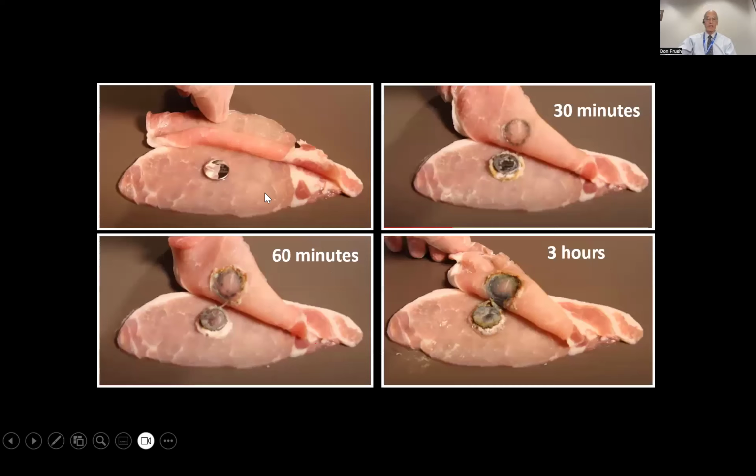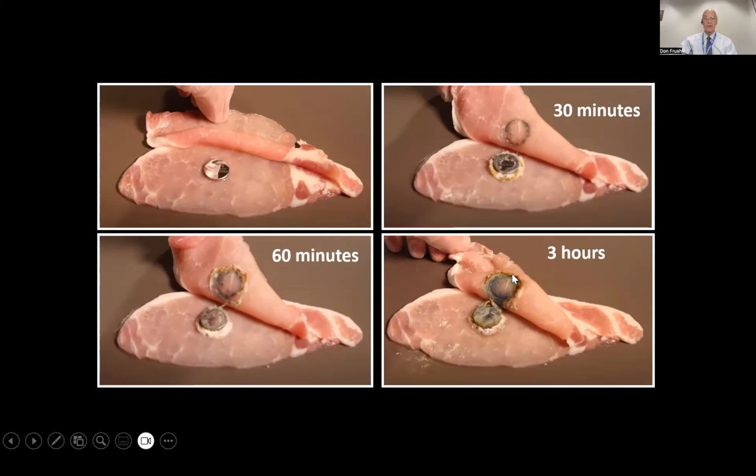And the reason is because now, this is some ham here, and this is a button battery, okay? And this is just put on the ham, and then this is folded over. After 30 minutes, look at the necrosis. Look at what's happening after 60 minutes. Now, if you think of this as the esophagus, this is what it does to the tissues there. So this is a really emergent thing.